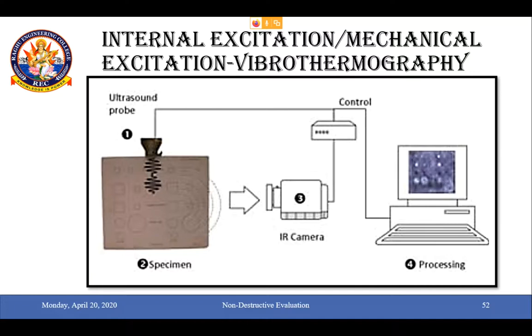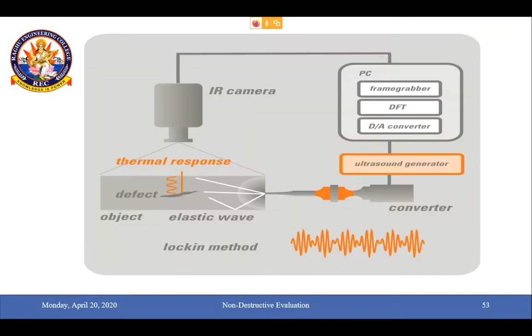What is the purpose of your ultrasound probe? You studied it in your unit number 2. The ultrasound probe generates ultrasonic energy or ultrasonic waves which pass through the specimen and get reflected back. You might have studied all that in your unit number 2. I think I have taught you, so you might be knowing that. So let us go to the next slide.